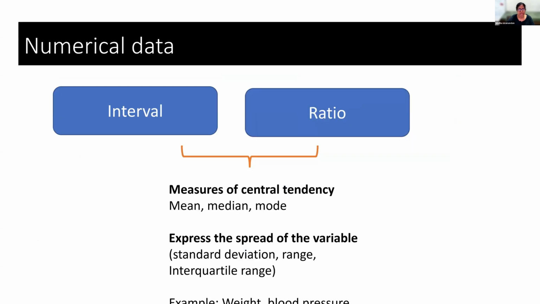So we have discussed that. Now coming to numerical data. Both interval and ratio are expressed similarly. Whenever we express numerical data, there are two things we need to tell. What is the central value? How is the dispersion of the variables around that central point? For the central point, we use measures of central tendency: mean, median, or mode. And the spread is expressed as standard deviation, range, or interquartile range.